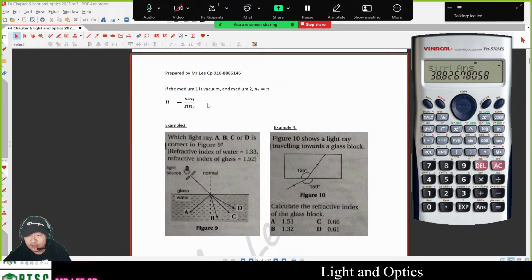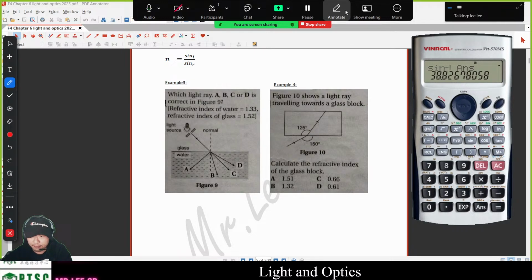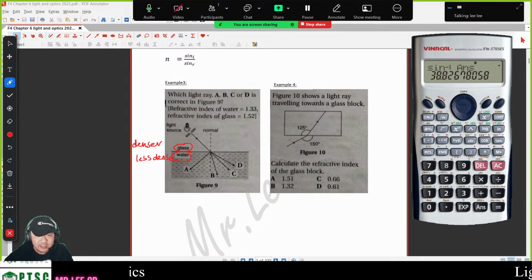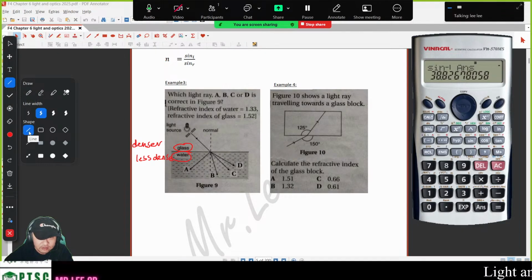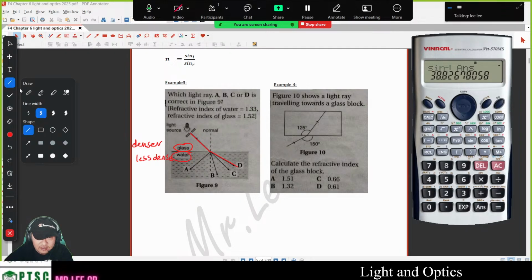Alright, so this one is an exercise. We try to do some. For example, which light ray A, B, C, D is correct? You need to see, this is glass, this is water. So this is denser, this is less dense. Denser to less dense, it is away. So when the light travels from here to here, it will not go straight. It will be away from the normal. So the best answer will be D.